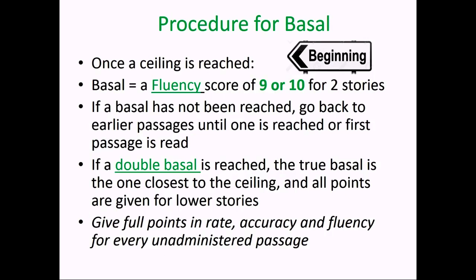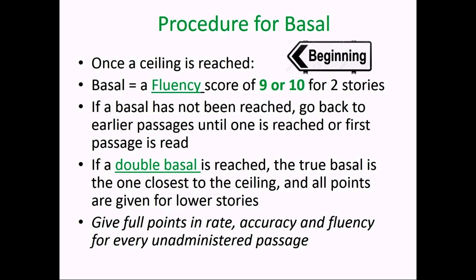Okay, so once the ceiling is reached, basal, a fluency score of 9 or 10 for 2 stories. So that rate score plus the accuracy score had to equal 9 or 10 for 2 stories. On the example we looked at earlier, it was only 6, so that was not enough points to have achieved a basal. If the basal has not been reached, go back to earlier passages until a basal is reached or until the first passage is read.